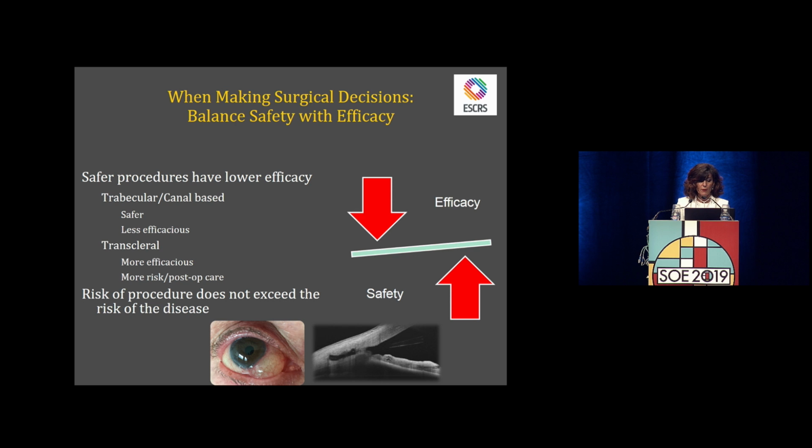Well, when making a surgical decision with the glaucoma patient, we balance safety and efficacy very carefully. Safer procedures have lower efficacy, obviously. If we perform a trabecular canal-based procedure with cataract surgery, we will be safer, but we will have less efficacy after surgery. If we apply transscleral procedures, we will have more efficacy, but more risk, and we must take much more care of the patients. But anyway, the risk of procedures should never exceed the risk of disease.